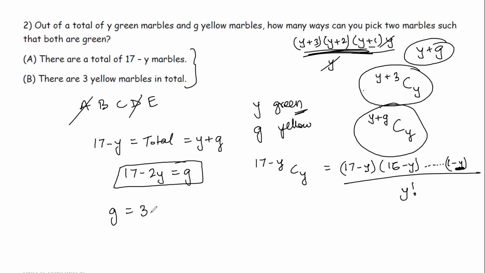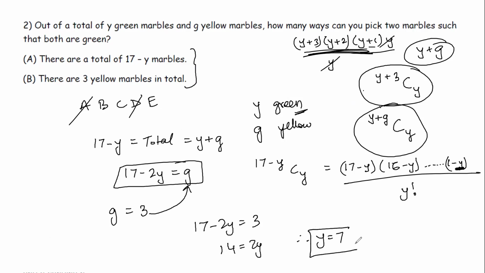So now we take both statements together. When we take both statements together, G is 3, we plug it in here. 17 minus 2Y is equal to 3. 14 is equal to 2Y. Therefore, Y is equal to 7. We got Y as 7, correct? And the total is 17 minus Y, so the total is 10. 17 minus 7, we get 10 and Y is 7. So we get our answer. We can calculate the answer from here. So therefore the answer is C. Got it? C is the answer.